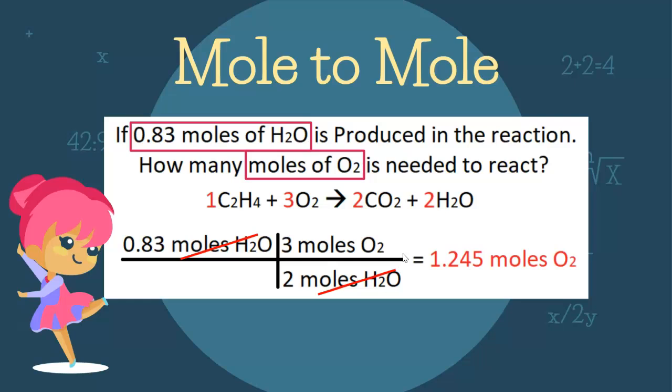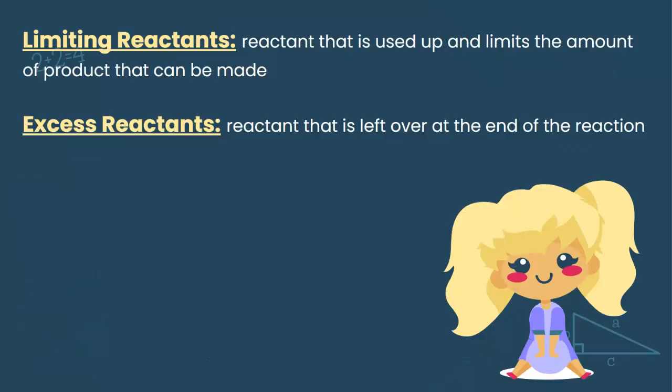We multiply our top numbers, divide by our bottom numbers. So 0.83 times 3 divided by 2 gives us our answer, which is 1.245 moles of O2. And that's how you do mole-to-mole stoichiometry.